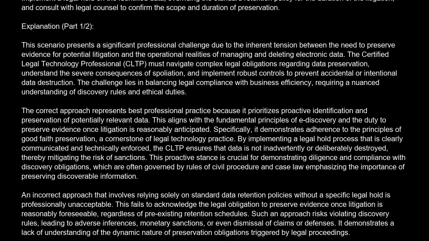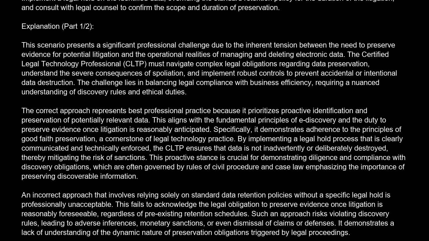Correct answer is D. Implement a legal hold on the identified data, overriding the standard retention policy for the duration of the litigation, and consult with legal counsel to confirm the scope and duration of preservation. Explanation. This scenario presents a significant professional challenge due to the inherent tension between the need to preserve evidence for potential litigation and the operational realities of managing and deleting electronic data.